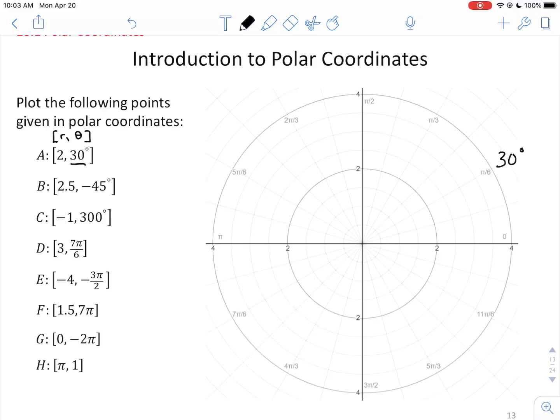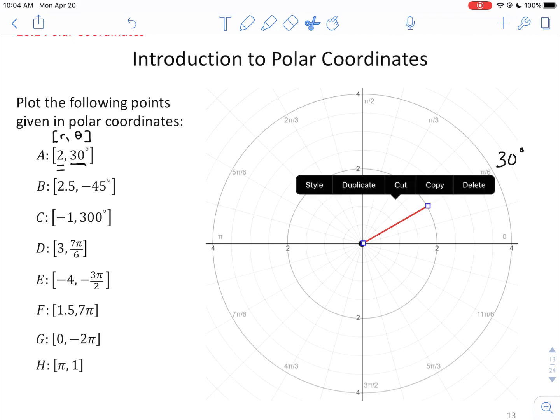And then this first number is the r. This says how far the point should be from the origin. In this context, we tend to call the origin a different word. We use the pole, P-O-L-E. And then you simply go out a distance from the pole, a total distance of 2 units. You see these concentric circles. That's to help us figure out how far certain distances are from the origin. And then that takes us to this location right here. And so this is the location of point A.